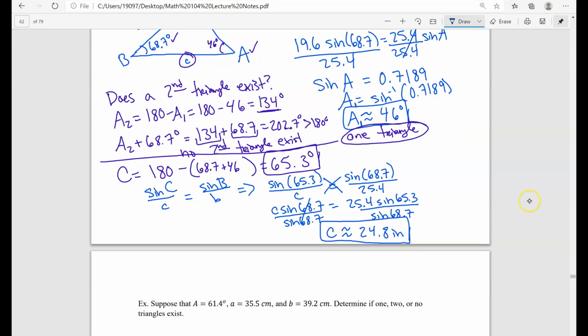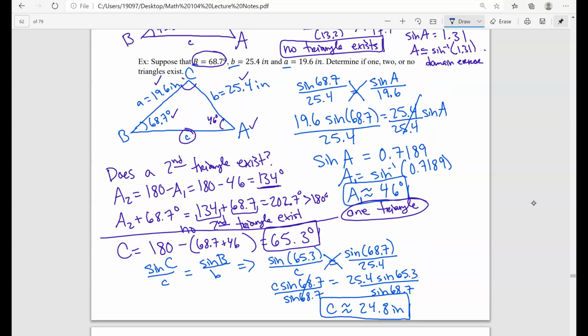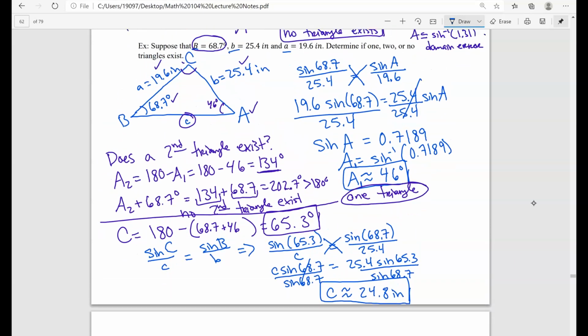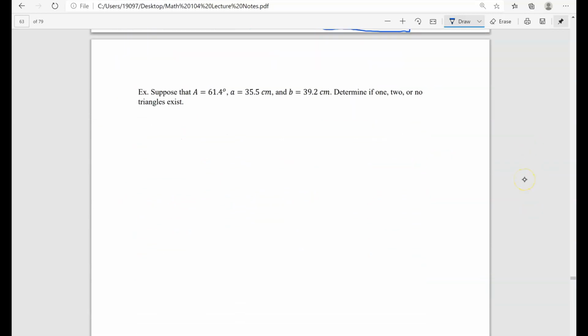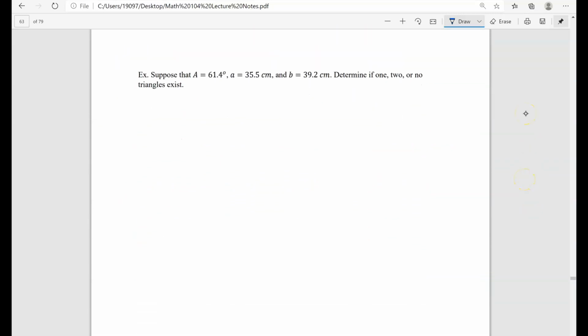Okay, so you can see here that one triangle did exist, and you were able to solve the triangle itself. When two triangles exist, that means that you have to do double the work, because not only did I have to find this triangle, then you have to find out what the other triangle is. So in the next video, I'm going to show you how you can do that using the law of sines.